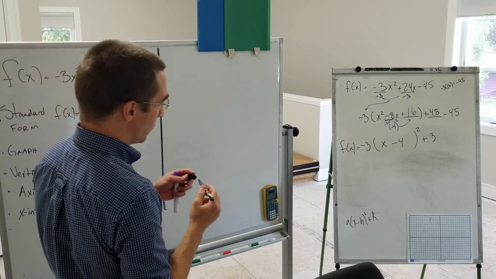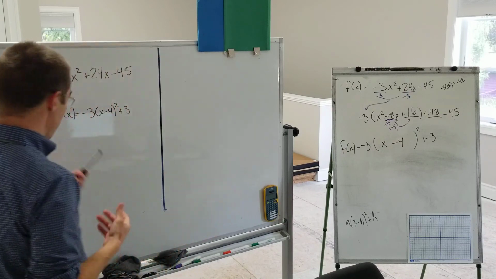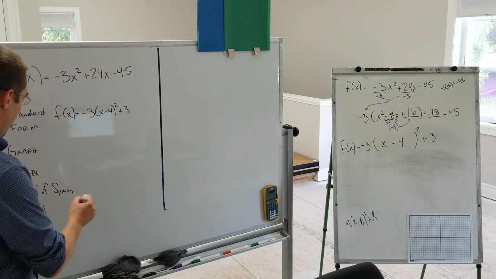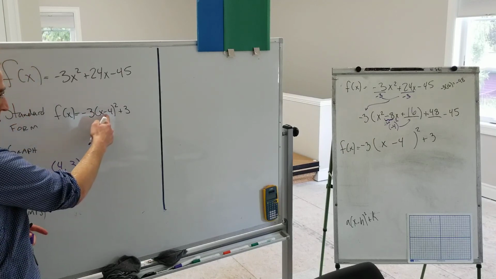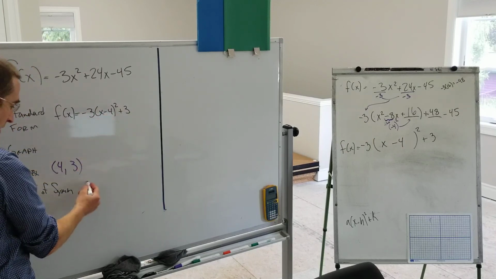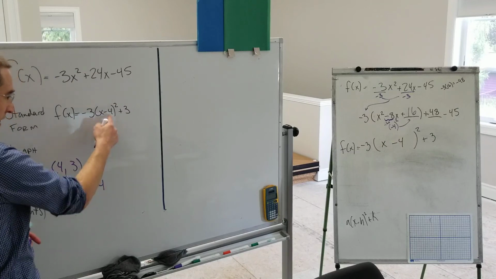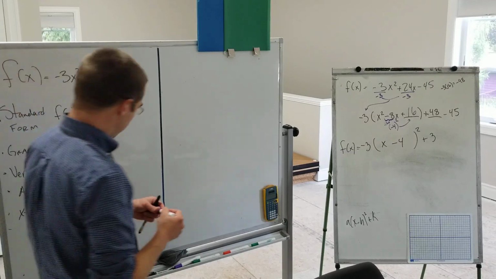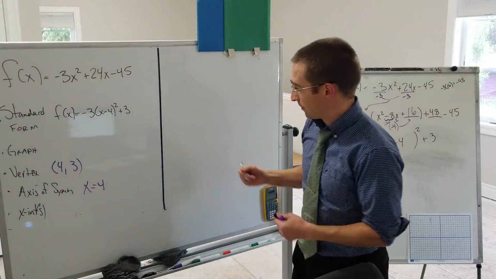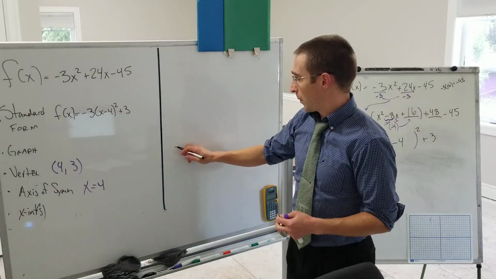All right, cool. So, hey, we got the vertex now. The vertex is going to be at (4, 3). Opposite of this number for the x, and that's our y. The axis of symmetry is always x equals that number. X-intercepts, let's see if we can get them for free. Let's go ahead and graph.